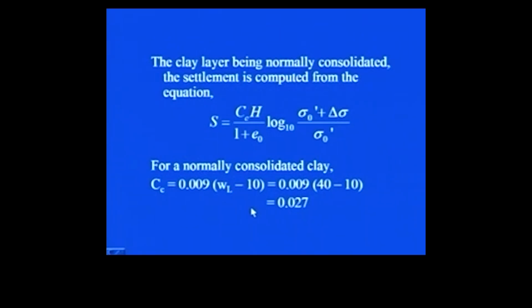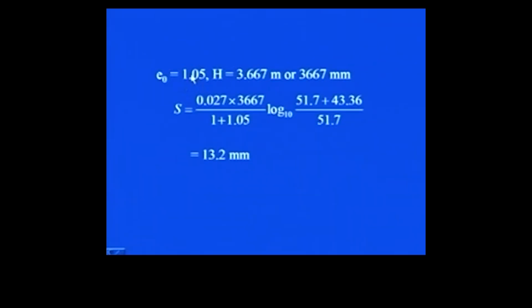Now the clay layer will be contributing to the settlement, and it is normally consolidated soil. So for the settlement expression, you know that it is Cc H by 1 plus e naught log10 of (sigma O prime plus delta sigma) divided by sigma O prime. And it has been given to you in the problem what exactly the liquid limit is. So you can find out this Cc value. You see here, using 0.009 (WL minus 10), you can get this 0.027 value. And then you know this e naught value, H value, and you put them in this expression, then simply you will be getting this 13.2 millimeter of settlement.